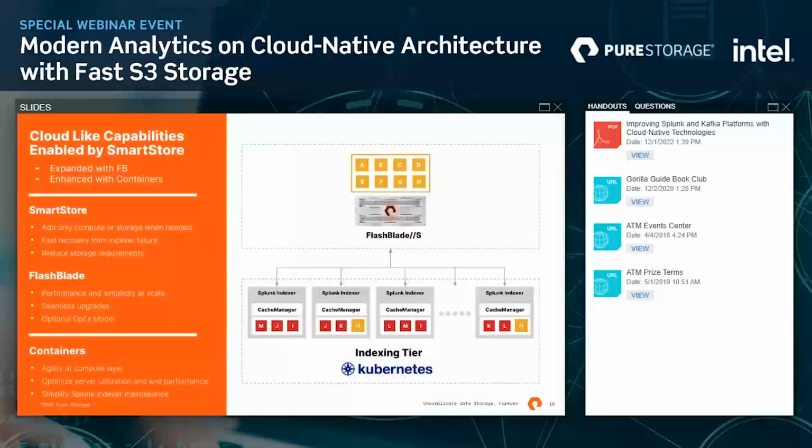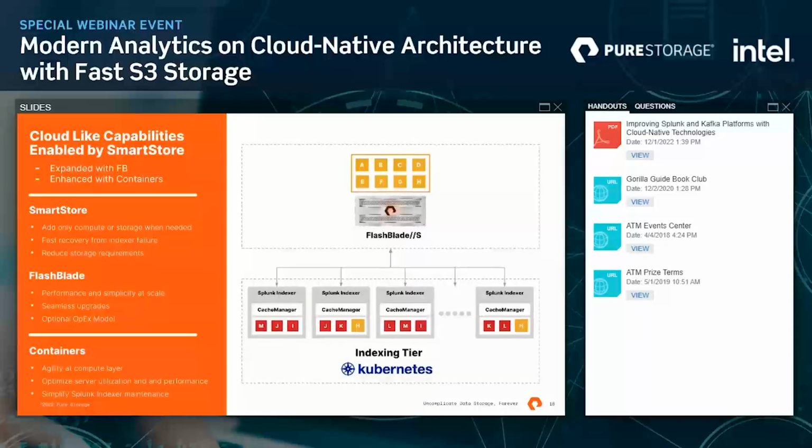So let me revisit some of this and summarize the solution that we have been talking about. We talked about leveraging the cloud-like capabilities provided by these application providers. We focused on Splunk and their SmartStore offering. We expand this offering with FlashBlade, and it is further enhanced with containers. When you think about SmartStore and what that brings to the table, it's disaggregating compute from storage. It means that you spend money on only those resources that are actually needed instead of both.